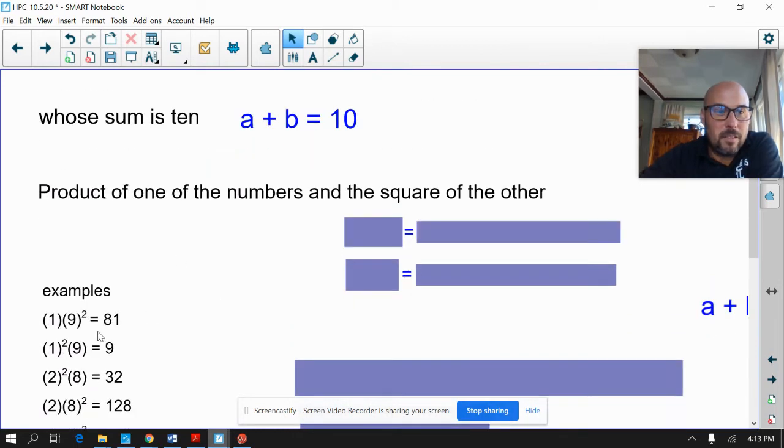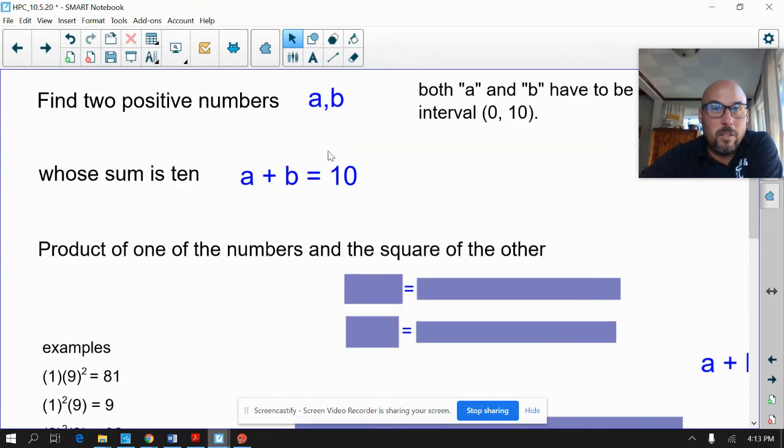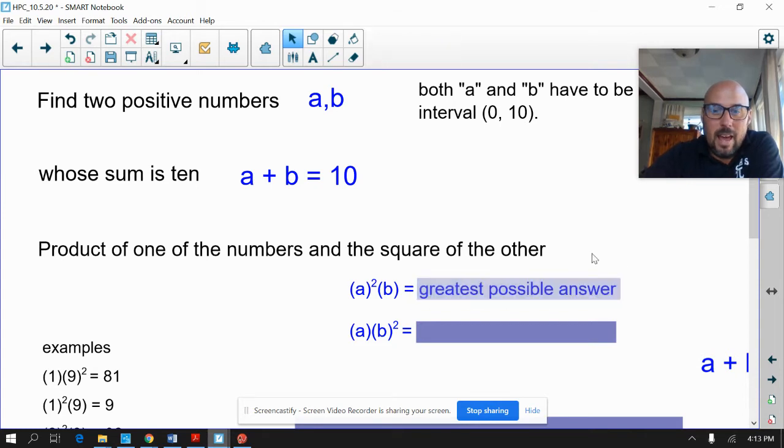But this did help me understand what's going on. I multiplied two numbers. One of them is squared. Well, my two numbers are A and B. So I can either take A squared times B or B squared times A. This is the same difference. And I need that to equal the greatest possible answer.